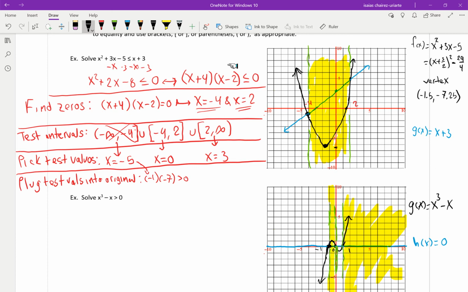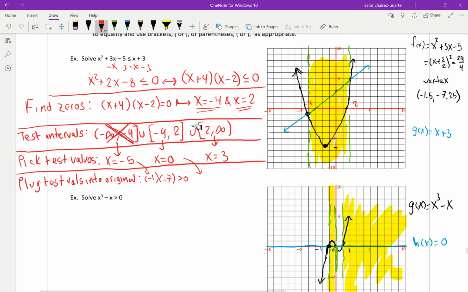Yeah, so this test interval is not part of my solution. So that's why I'm crossing it out. Okay, now I gotta continue testing. Let me test x equals 0.